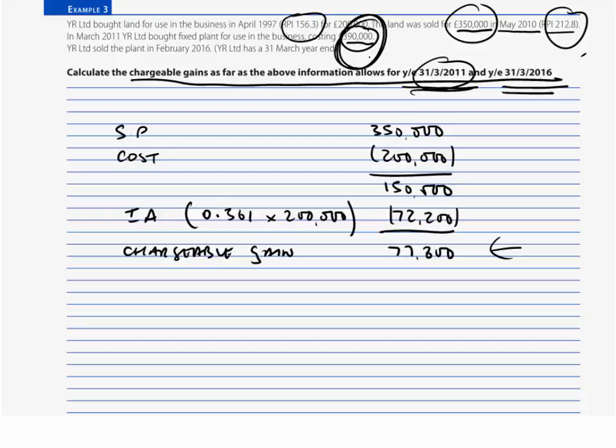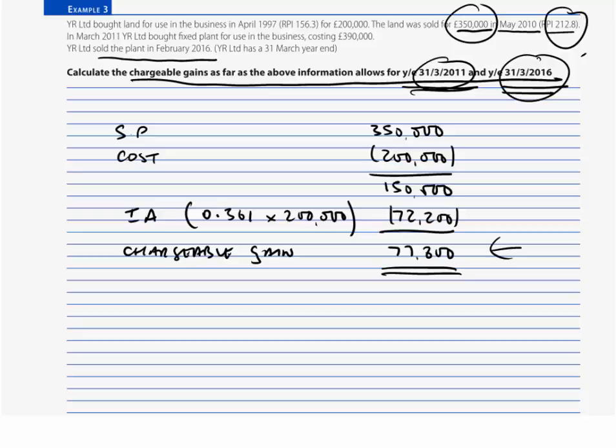Now, rather than getting that open-ended question, making the written statement, this is when the gain deferred would then crystallise, we're actually told sufficient information to allow us to work out when that £77,800 gain will crystallise. Because YR Limited went on to sell the plant in February 16. February 16 is in the year ended March 16. Therefore, what will then happen?